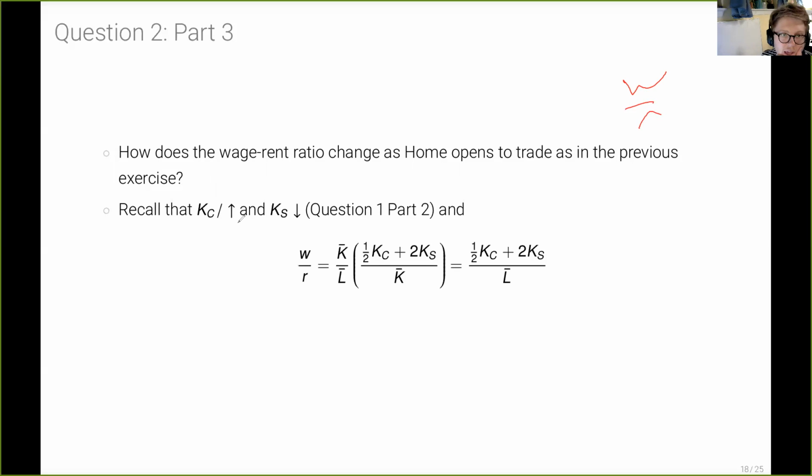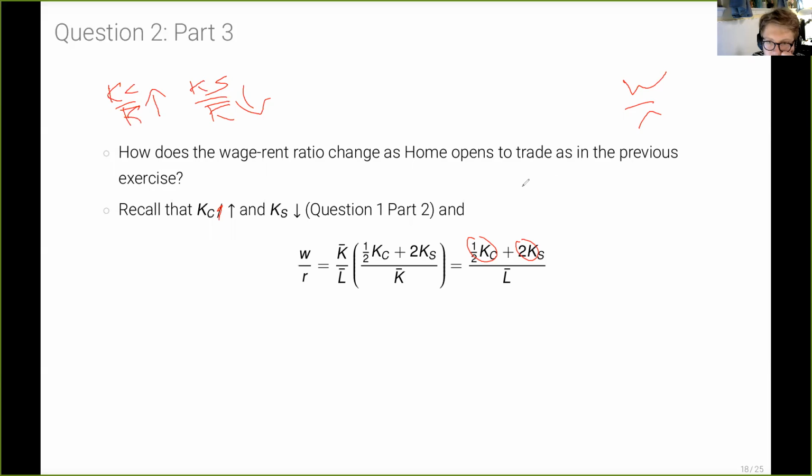So recall that in question 1, part 2, we said that KC is going to increase and KS is going to decrease. Technically, what we said is that KC over K bar is going to increase and KS over K bar would decrease, but that's the same as saying that KC will increase and KS will decrease. So you can notice that if KC increases and KS decreases, well, this 2 on KS is bigger than this 1/2 on KC.